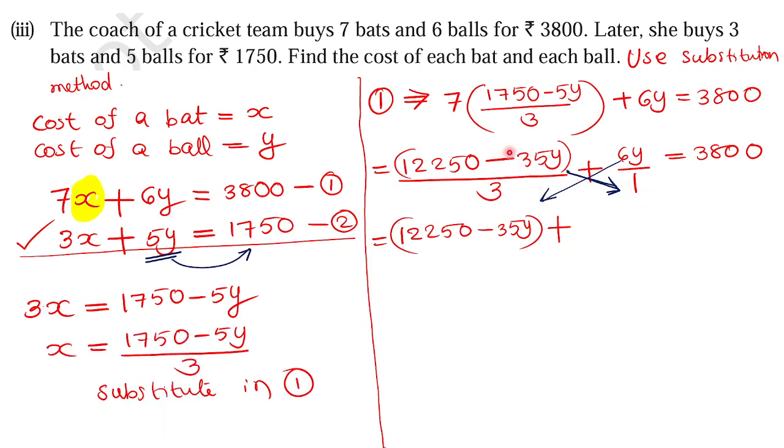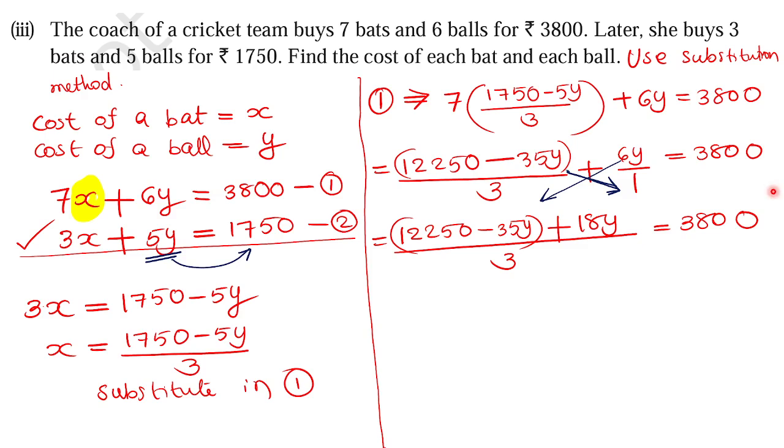Cross multiplication. First multiply these two. I have written. Plus multiply these numbers. 6y into 3. 6y into 3 is what? 18y. All divided by, denominator is 3 into 1, correct? 3 into 1. It's 3. Right side is 3800.